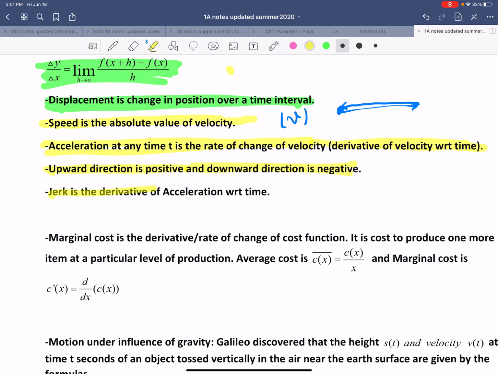Jerk is the derivative of acceleration with respect to time. So the third derivative of position is called jerk.